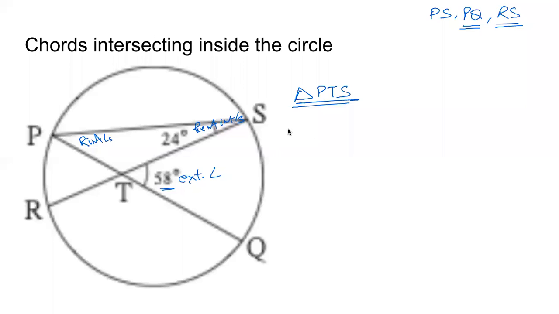So what we can say, because we know that the exterior angle is equal to the sum of the two remote interior angles, we can say angle STQ will be equal to angle PSR plus angle QPS, means this angle and this angle. Once we have understood this, we will understand the funny things and interesting things that are happening.